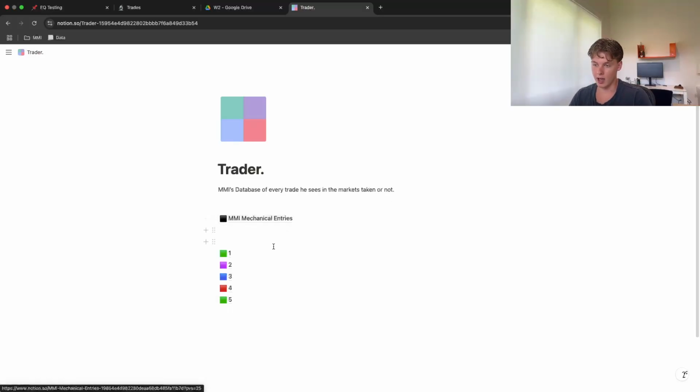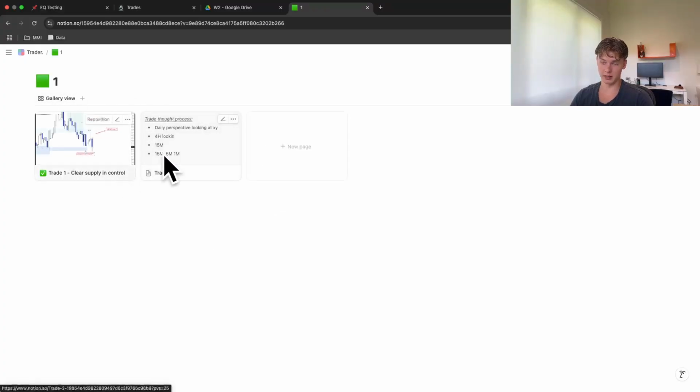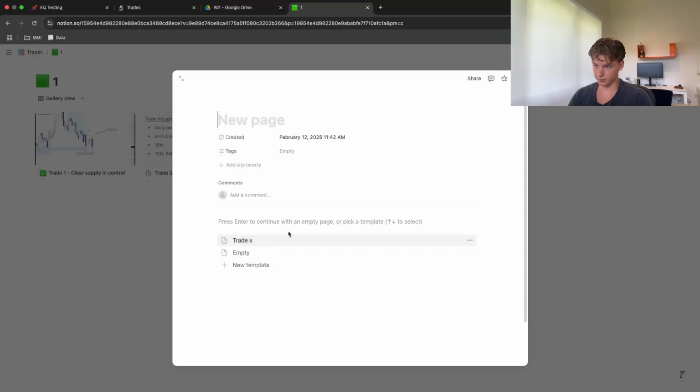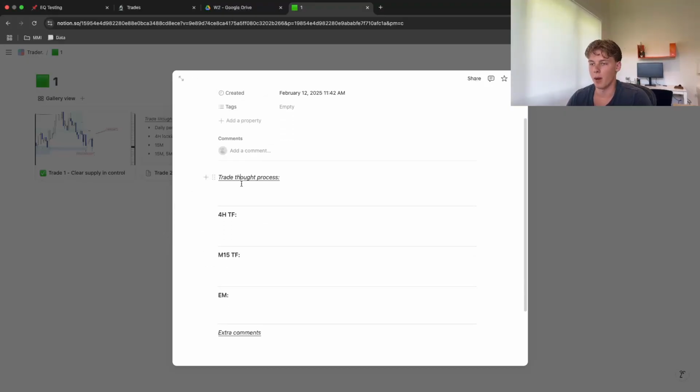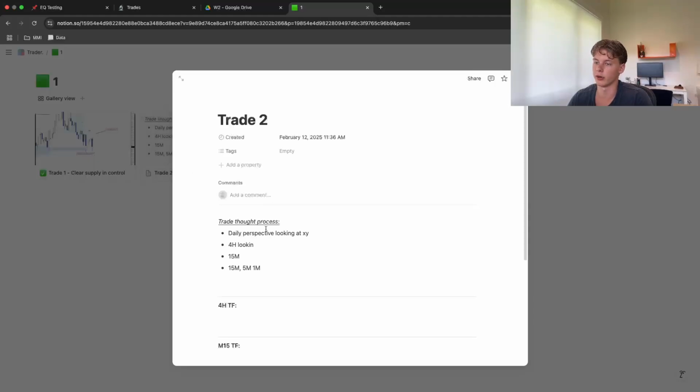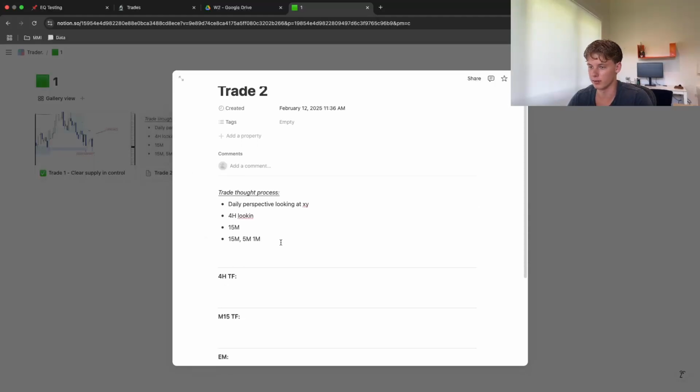Okay, so I have five different types of setups basically, and I journal them in different areas. So in this first area, I click on this automatic thing that I've created. So trade X, this would be trade 3. I put my trade thought process. I was just recording the video before and I had to re-record it. But basically, yeah, this is what I do.